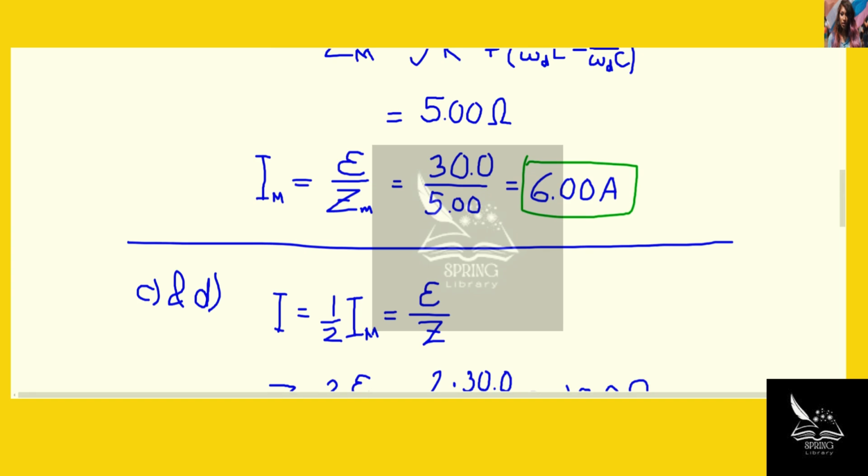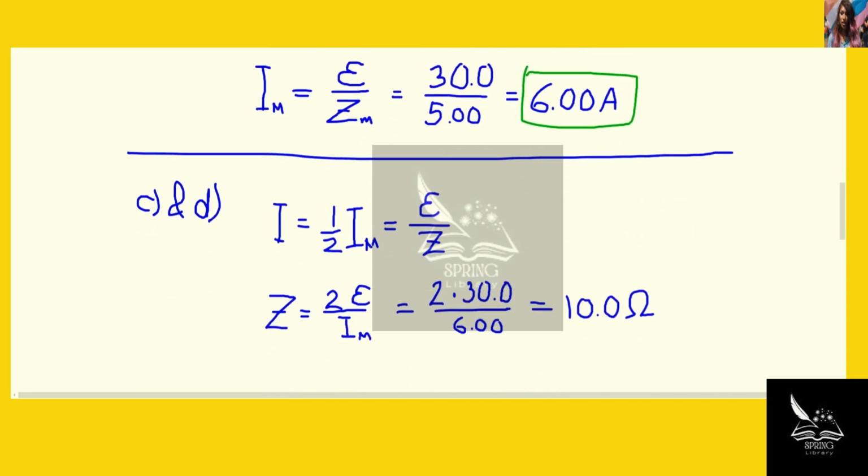So we're looking for the upper and lower frequencies where the current is 1/2 of the maximum current. So we know what that is, 1/2 of the maximum current is from before. We're actually going to end up solving for Z, because that's where we're going to find the frequencies that we ultimately need to solve for. If we rearrange to solve for Z and plug in the numbers, we end up with a total impedance equal to 10 ohms.